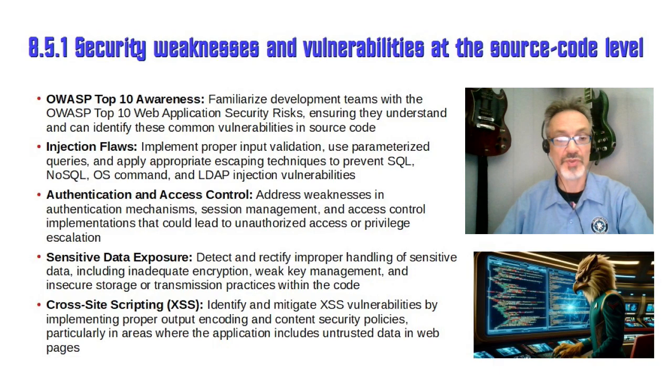8.5.1. Security weaknesses and vulnerabilities at the source code level. This subtask is critical for understanding how vulnerabilities at the code level can impact your application's overall security. For the exam, you'll need to be familiar with some common vulnerabilities and how to mitigate them. And you definitely want to be aware of the OWASP Top 10. It's one of the most important references for the top 10 web application security risks, from SQL injection to buffer overflows and cross-site scripting.